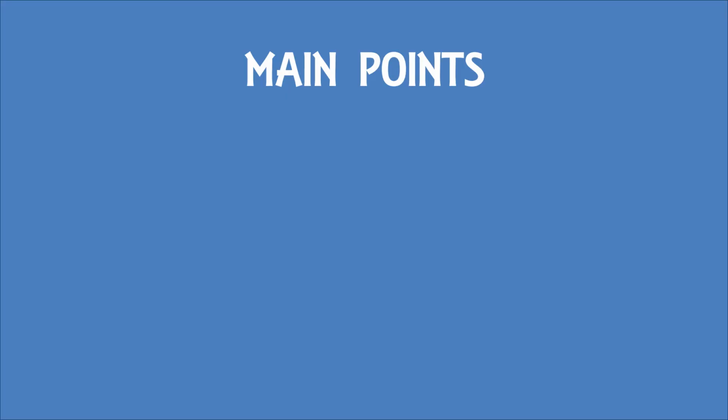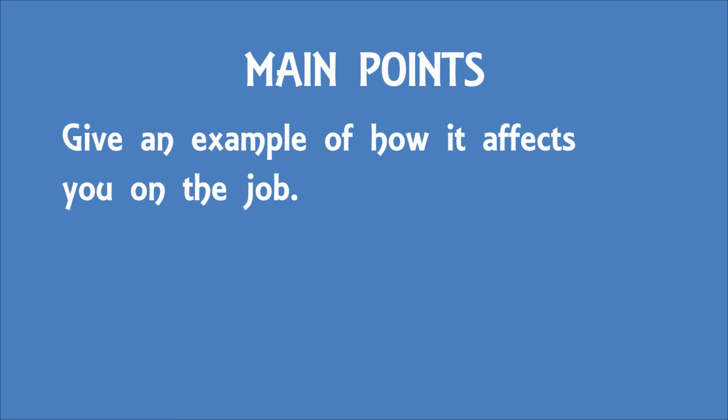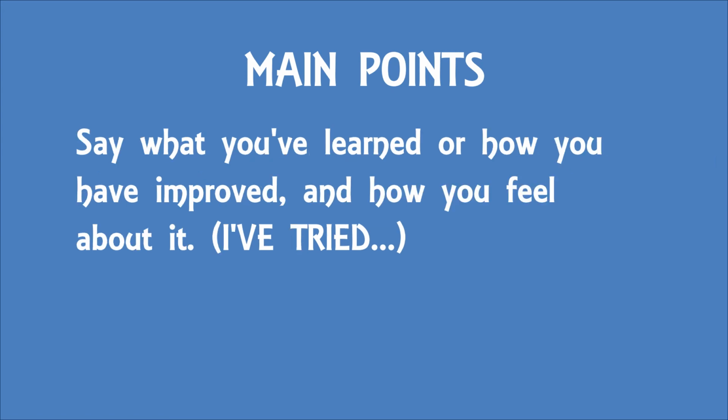So let's review the main points. Choose a real weakness that you have that's not a requirement of the job. You can pair it to a strength that you have as well. Give an example of how it affects you on the job. Talk about the steps you are taking to address the weakness. And finally, say what you've learned or how you have improved and how you feel about it.